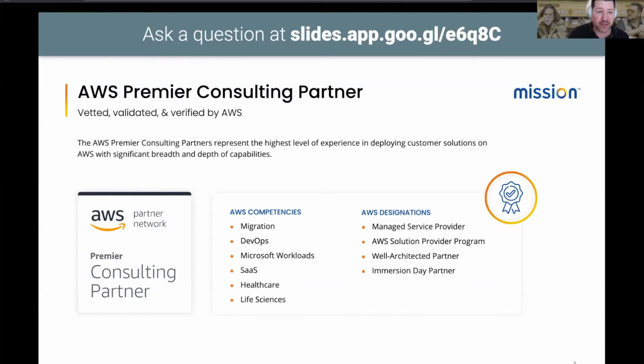The other thing I want to point out is AWS doesn't currently have a competency or designation for cost optimization, but it is one of the biggest parts of our business and a thing that we're actually highly skilled at. Jason, who introduced himself earlier, is one of our top experts in the business on cost optimization, and he will be talking a little bit more about that later. So let's go to the next slide.